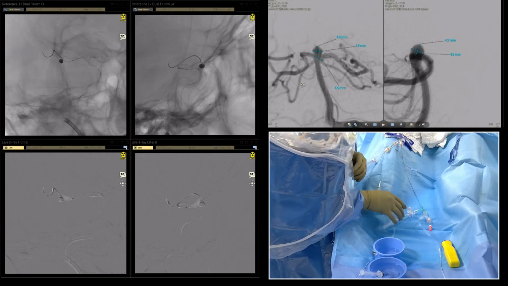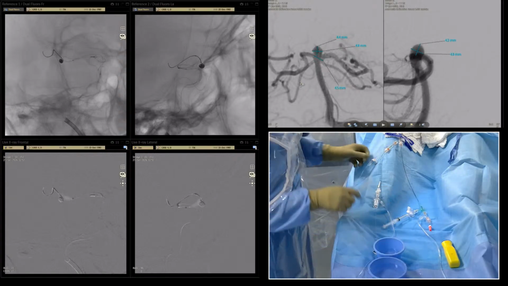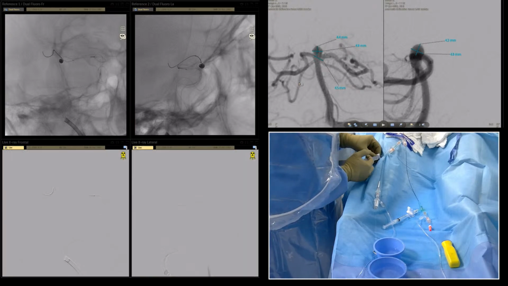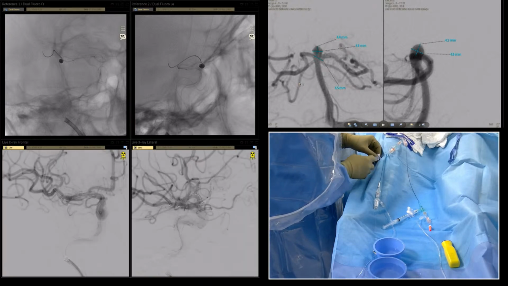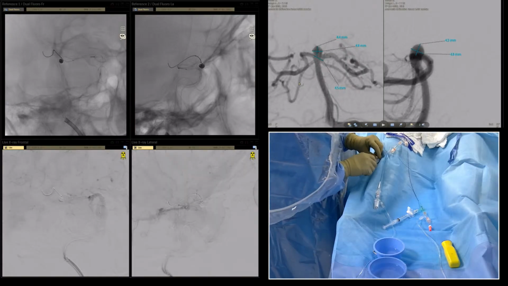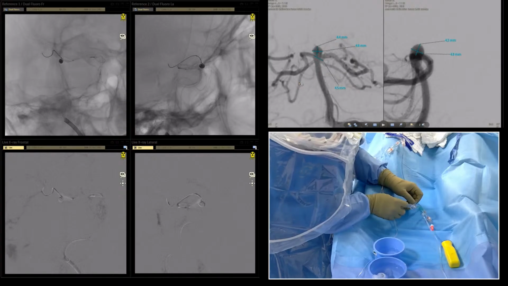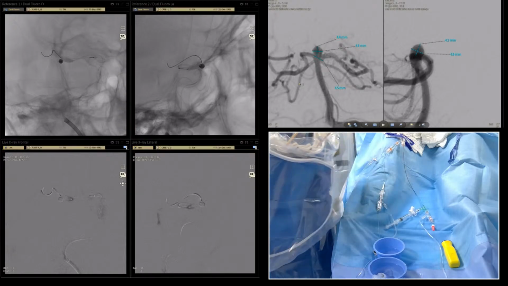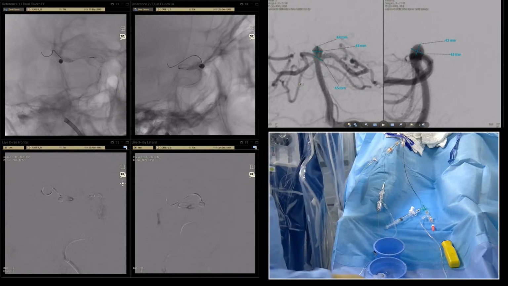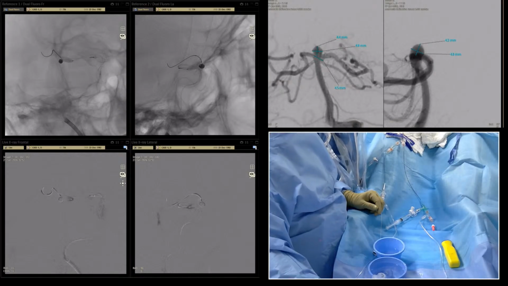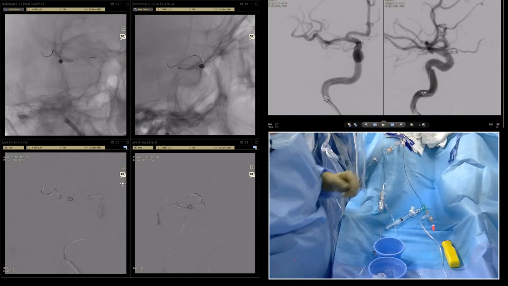Okay, let's check. It's bleeding, huh? This looks like it's bleeding, huh? Or it's just... Is it bleeding? Look at some. Look at some.